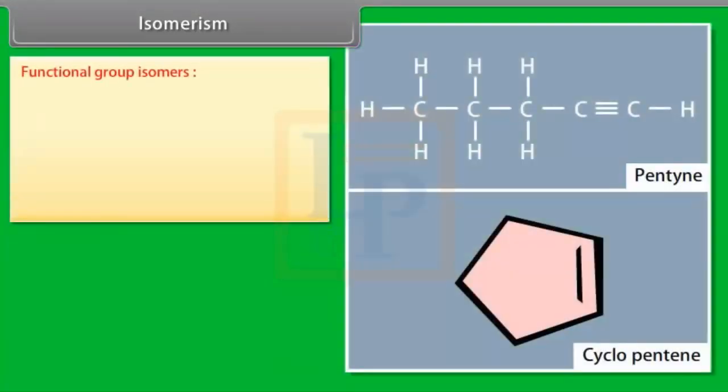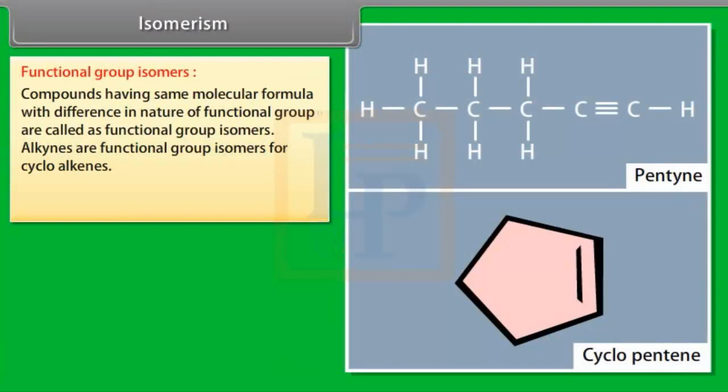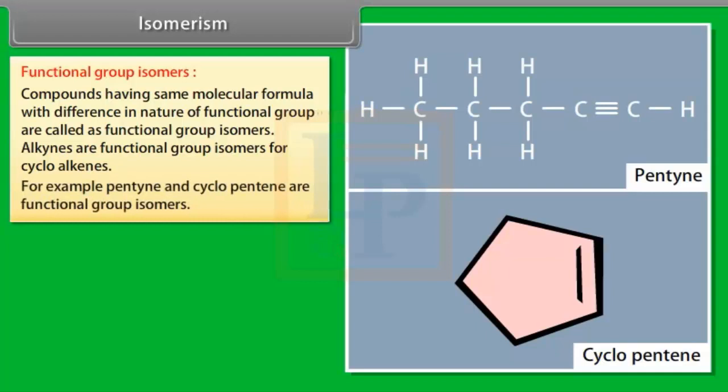Functional group isomers. Compounds having the same molecular formula with difference in nature of functional group are called functional group isomers. Alkynes are functional group isomers of cycloalkenes. For example, pentyne and cyclopentene are functional group isomers.